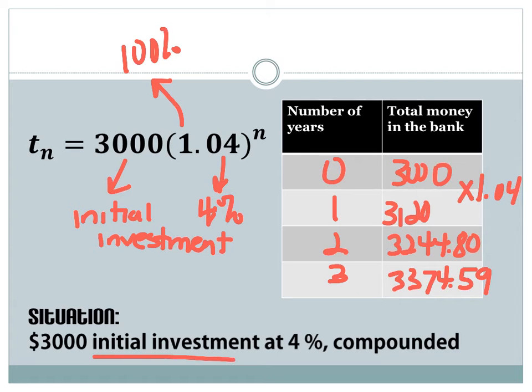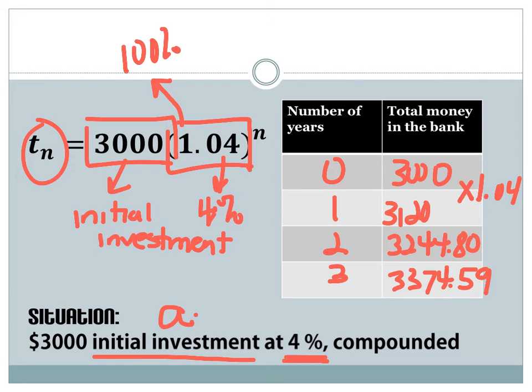Initial investment is your A right here, and your growth factor is 1.04, which shows a 4% growth. By the way, this is a sequence. It's considered a sequence because we only deal with counting numbers as our input. We don't get money halfway through the year, and the money goes into your account at the end of that year. So it's a sequence.